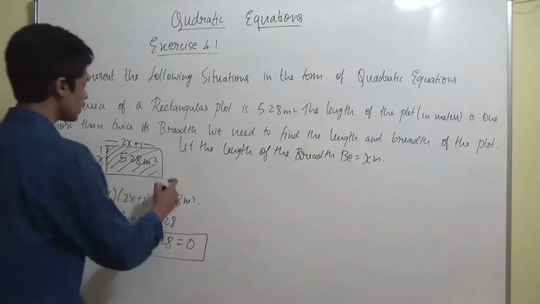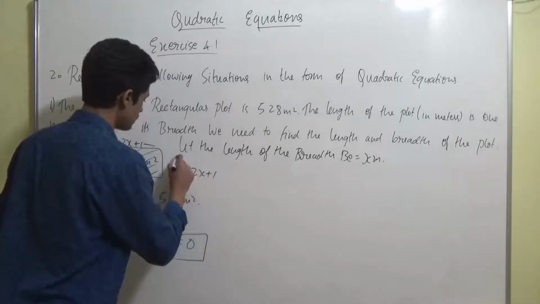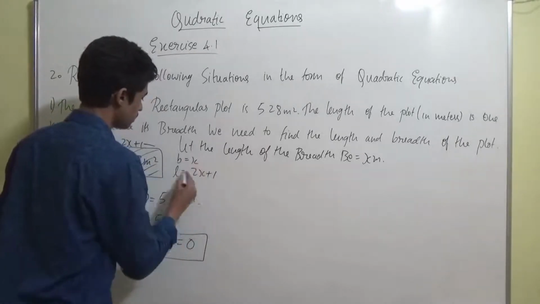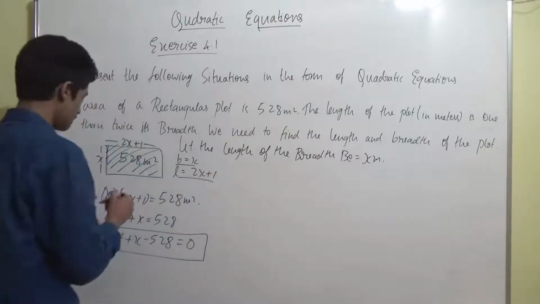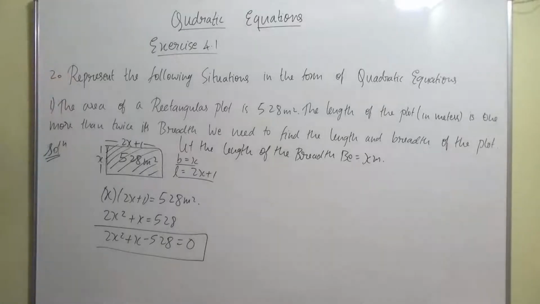Before this you can do one more step as well. L is equal to 2x plus 1, and you can write b is equal to x, right? You can write like this and then multiply them to get the value. That's it, guys. Now while I move aside, you can take the screenshot of this. Let's go to the second sub question.